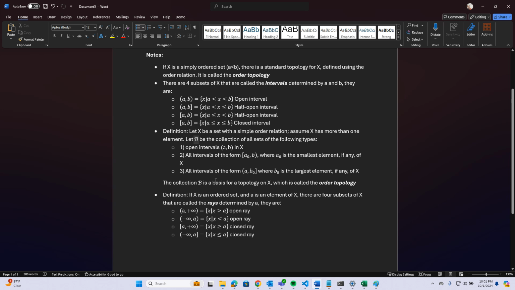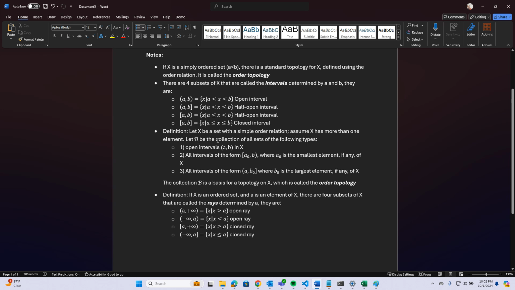All right, so we do need to first check that this collection B does satisfy the requirements for a basis and therefore does form a topology. The first thing you can look at here is that every element of X is going to be in at least one set of my collection, right?